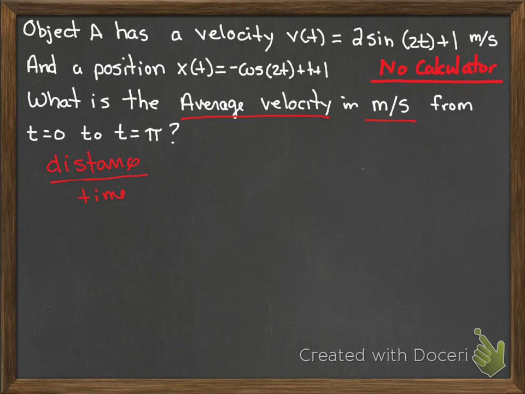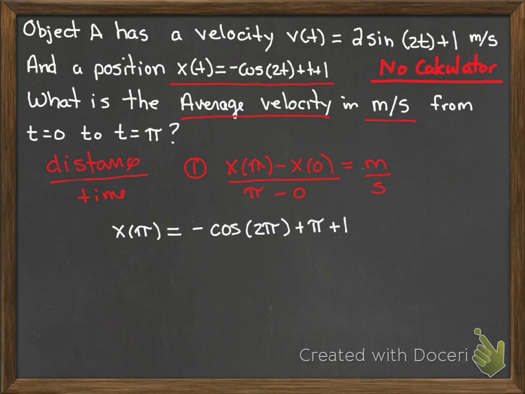And there's two methods. The first would be to use the position equation and find the two distances. We would want x at pi minus x at 0. And these units are going to be in meters, all divided by time of pi minus 0. Those units will be in seconds, and we'll have meters per second.